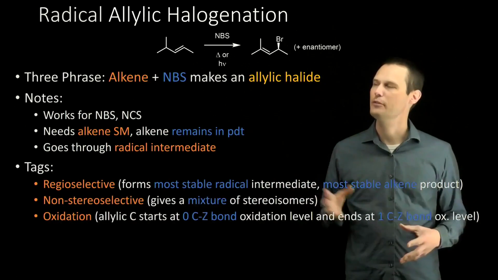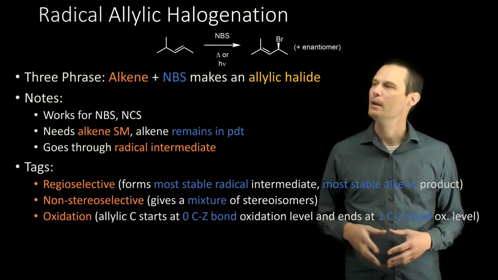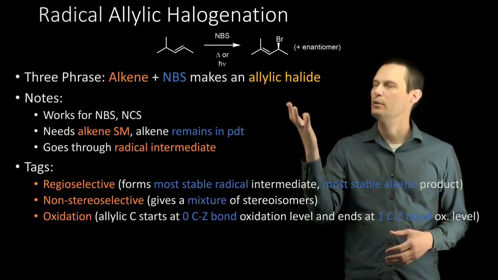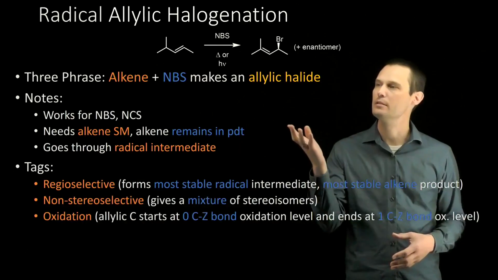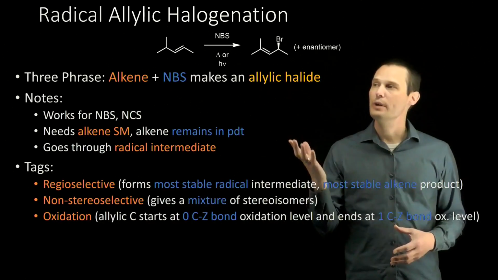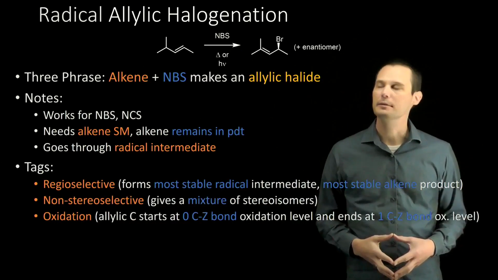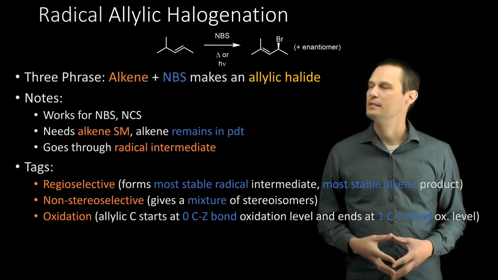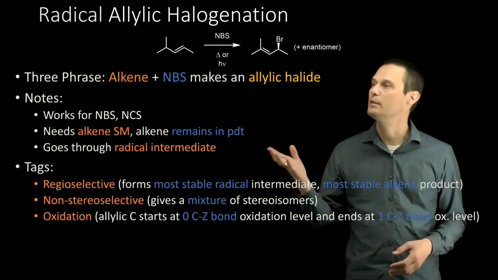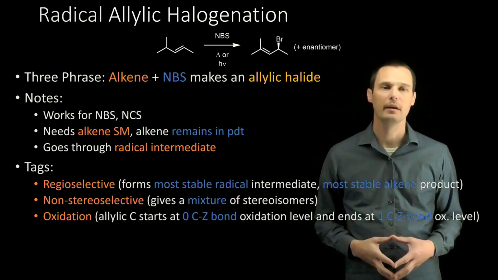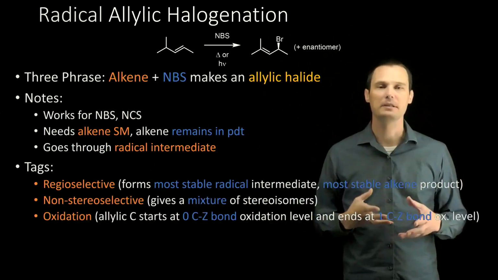This is our summary card for the radical allylic halogenation reaction. We have an example reaction of an alkene reacting with NBS in the presence of light or heat to form an allylic bromide. We do get a mixture of stereoisomers in this product. Our three-phrase sentence for this reaction: an alkene plus NBS makes an allylic halide. We need to know that three-phrase sentence in all possible combinations.